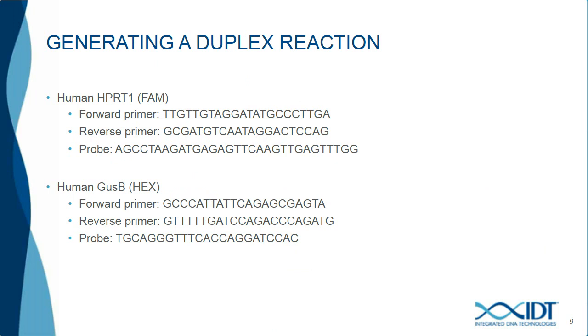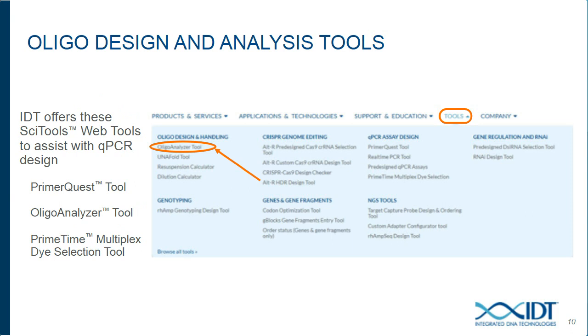For today's talk, we're going to be looking at two assays that were designed using the PrimerQuest qPCR design tool. An assay for human HPRT1, which has been labeled with FAM, as well as an assay for human GUS-B, which is labeled with HEX. Now that we've designed our two assays, we want to make sure that these assays are compatible with each other. To do this, we're going to use the Oligo Analyzer tool found here under Oligo Design and Handling.